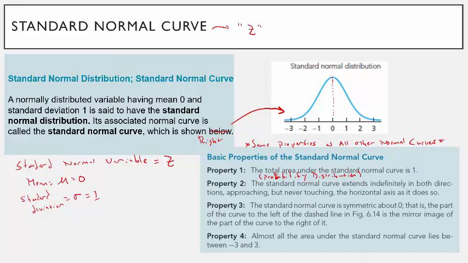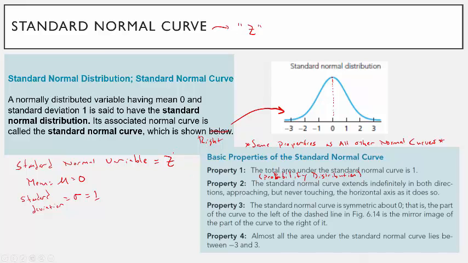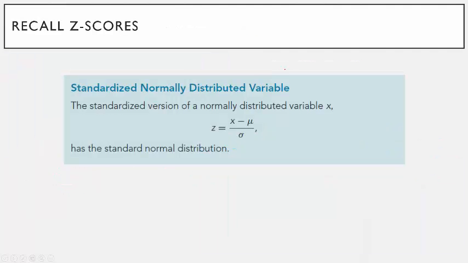What's great about this standard normal distribution is that we can transform any normally distributed variable like x here into this z variable. We can do this using what's called the z-score formula. Okay, so we've done this before.